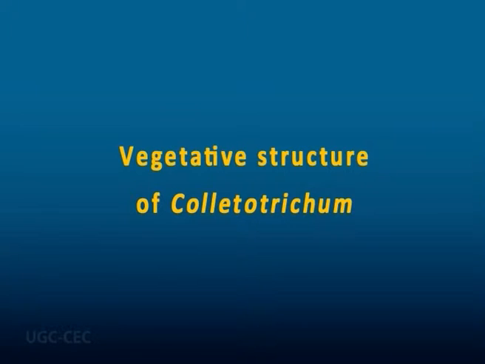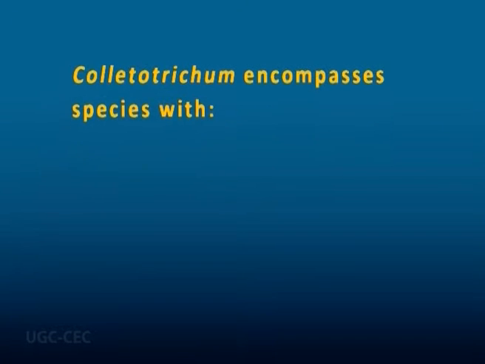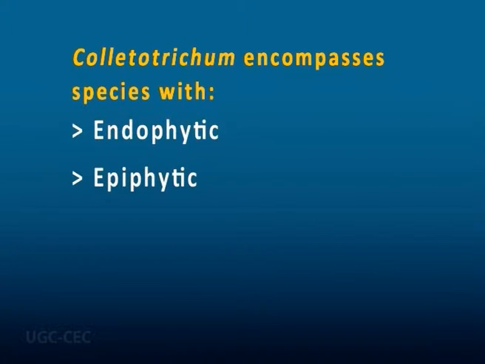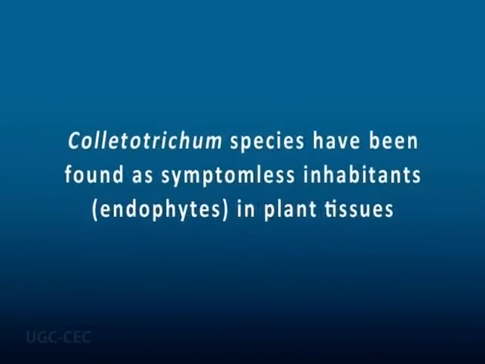Now, vegetative structure of Colletotrichum. Colletotrichum encompasses species with endophytic, epiphytic, saprobic, and phytopathogenic lifestyles. The mycelium is endophytic, that is internal, septate and branched. Hyphae grow both intercellularly and intracellularly. Colletotrichum species have been found as symptomless inhabitants, that is endophytes, in plant tissues. Colletotrichum strains were isolated from healthy leaves and pseudostems of banana.